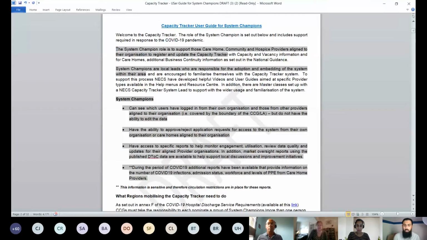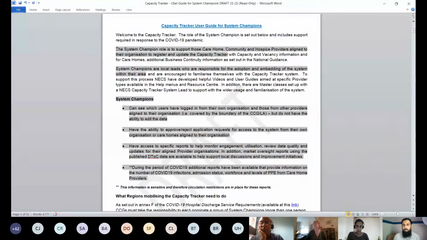And what we've had across the regions is each CCG and or local authority have allocated 1 or 2 system champions for their local area to liaise directly with care homes and the other homes that input on Capacity Tracker. What we found recently is we've had a lot more requests, but that's predominantly been because people want access to reporting. So the rules have changed slightly. So the system champions are essentially the people who are approving and rejecting care homes when they access the system, and are the leads for the care homes and liaising with the care homes in that area.